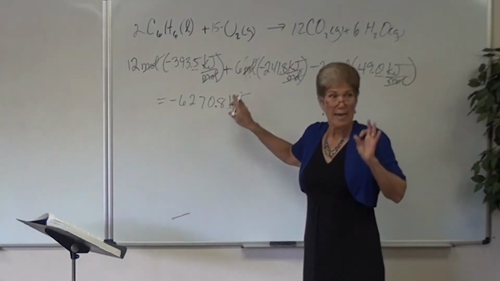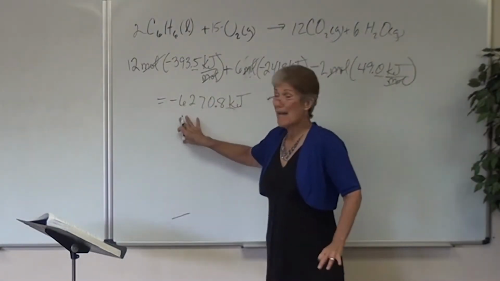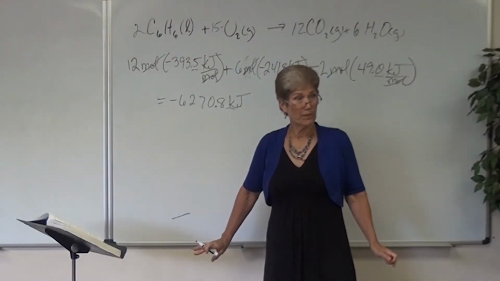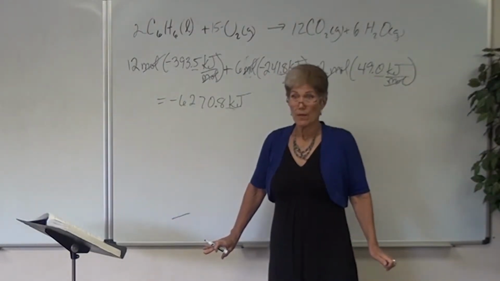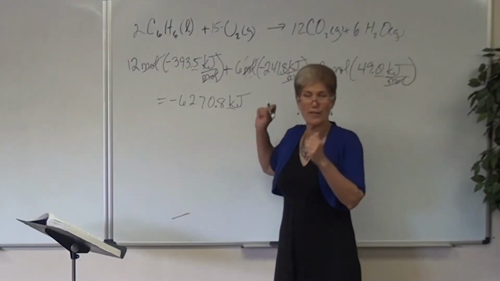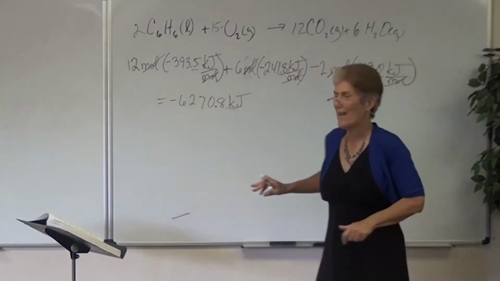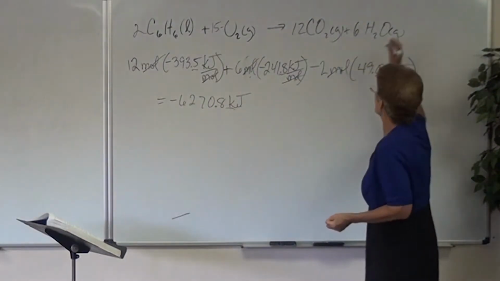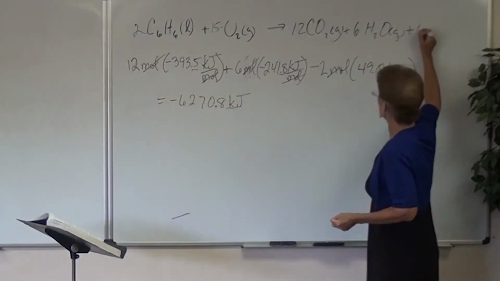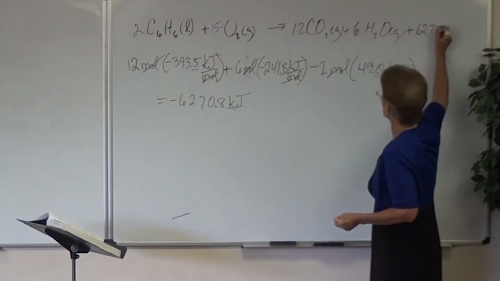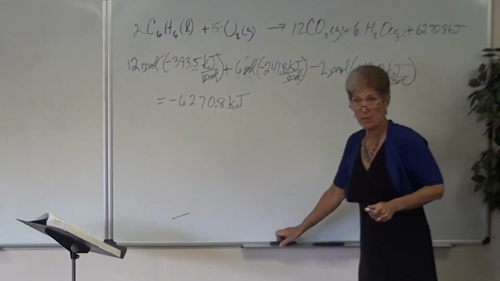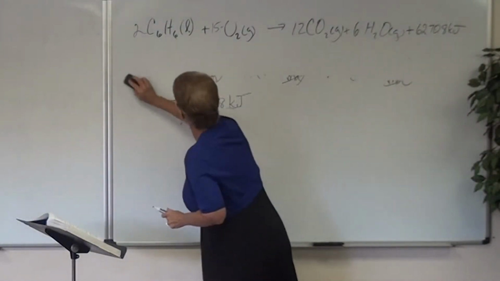So far, so good. Now, am I going to add this to the reactant side or the product side? It's going to go this way. Okay, this is exothermic, which means it's going to give off that energy. So we are going to add it to the product side. We just lose the sign and add it to the product side. Okay? So far, so good.